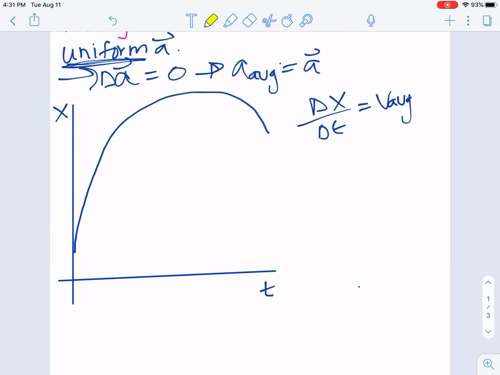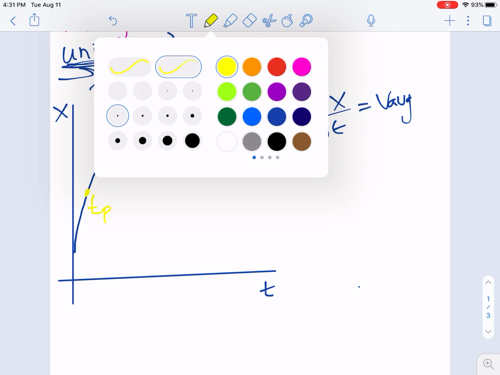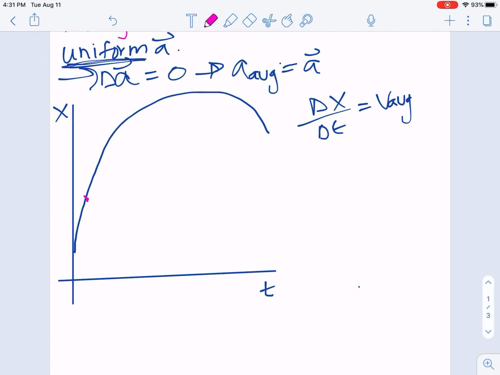So we're going to be looking at this point here. I'm going to call it some point in time, TP. And I want to know the velocity of this point. Well, if this is the only definition that I have, I'm going to choose some other points. So let's start with red. I'm going to call this T3.